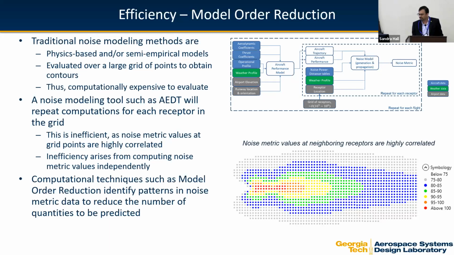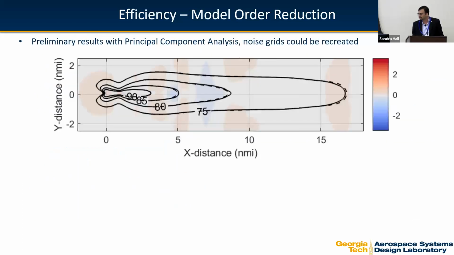So what we're looking at is to use that correlation to our advantage and reduce the number of quantities that you're actually predicting. So this is called model order reduction. Won't go into too much of the technical details there, but we're using this class of reduction techniques to speed up our computation process. So over here, I'm showing some preliminary results from a method called principal component analysis.